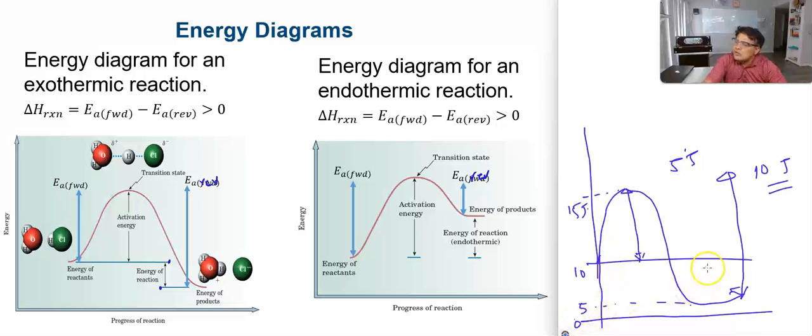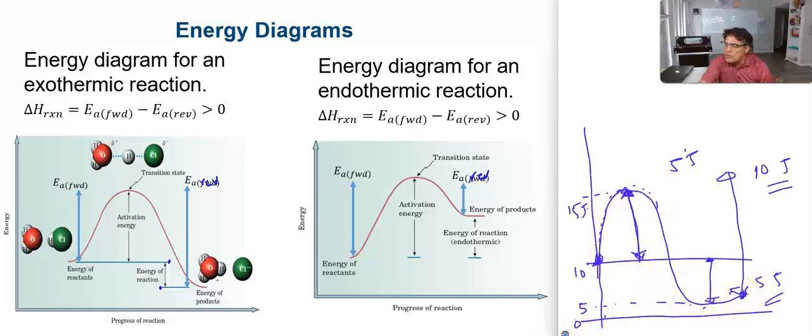And what is the heat of the reaction? This minus this means 10 minus 5 is 5. 5 joule is the heat of reaction. So which reaction is more feasible? Look at that. The reaction from left to right or right to left? Left to right, you start your journey from here, you go here, here, here, and then directly you come down here. You have to only climb this much hill for the forward reaction.